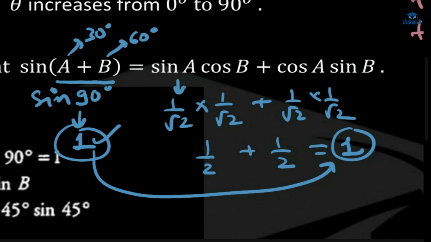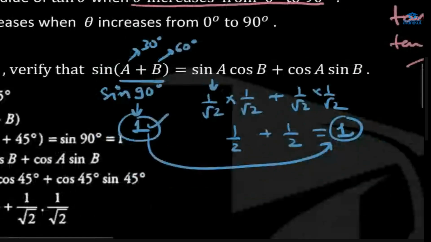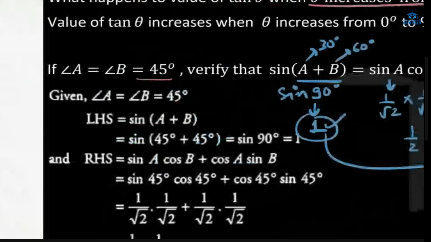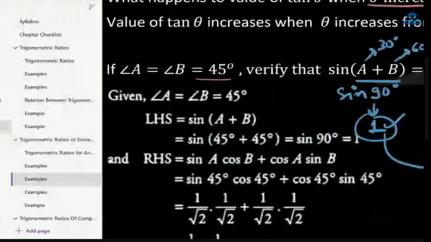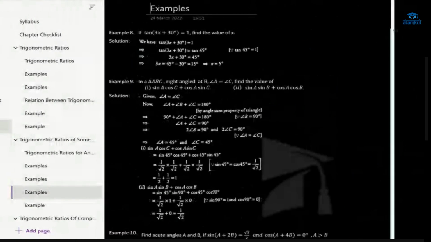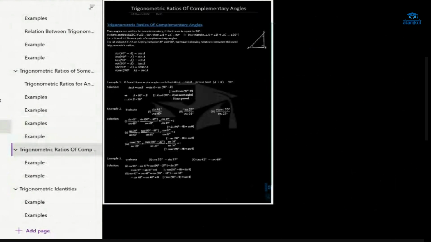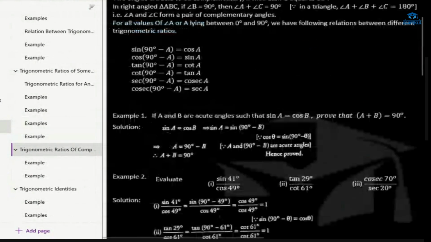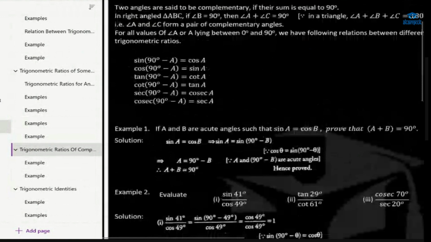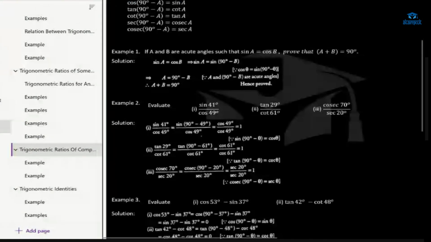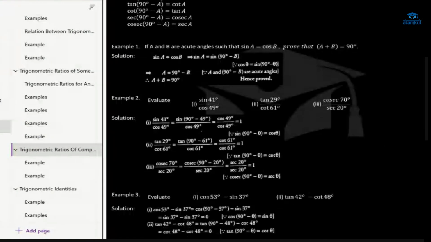This is the direct formula. This much is enough for today, and tomorrow we will do some more questions, because there are different types of questions. I would like you to do those questions. The next topic will be complementary angles. After 2 or 3 questions, we'll start complementary angles.